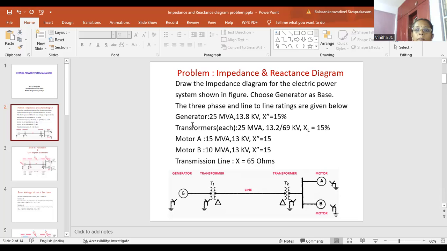For this problem, the generator ratings, transformer ratings, motors A and B, and the transmission line data are given. If all the data are given, even if the single line diagram is not given, we can draw the single line diagram using these parameters. So first one is generator.